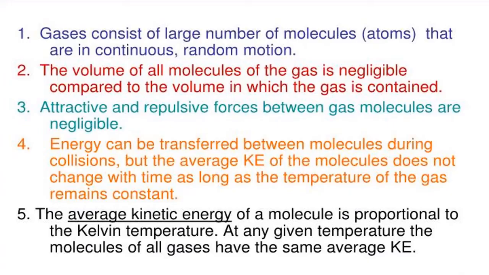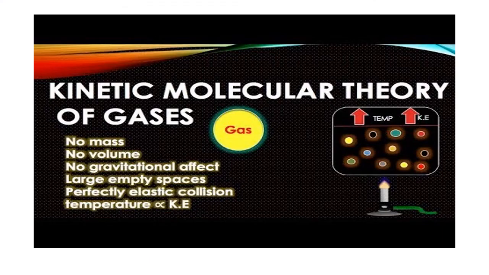Kinetic molecular theory of gases. All these points I already explained. What is the conclusion from the kinetic molecular theory of gases? About the gas: no mass, no volume, no gravitational effect, large empty spaces, perfectly elastic collision, and temperature is directly proportional to the kinetic energy. This is the concluding part of the kinetic molecular theory of gases.